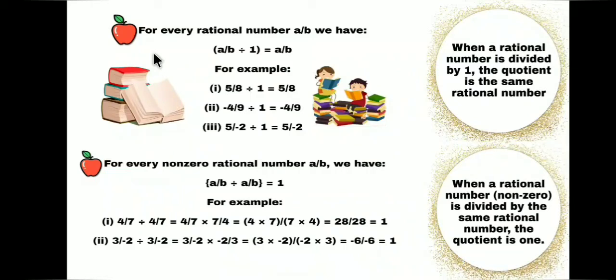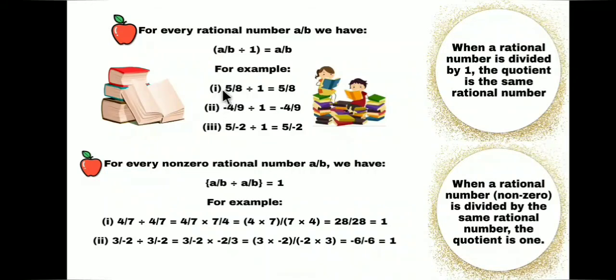Our next property is, for every rational number a upon b, we have a upon b divided by 1 is equal to a upon b. When a rational number is divided by 1, the quotient obtained is the same rational number. Okay, whenever we divide any rational number by 1, we get the same rational number as the quotient.